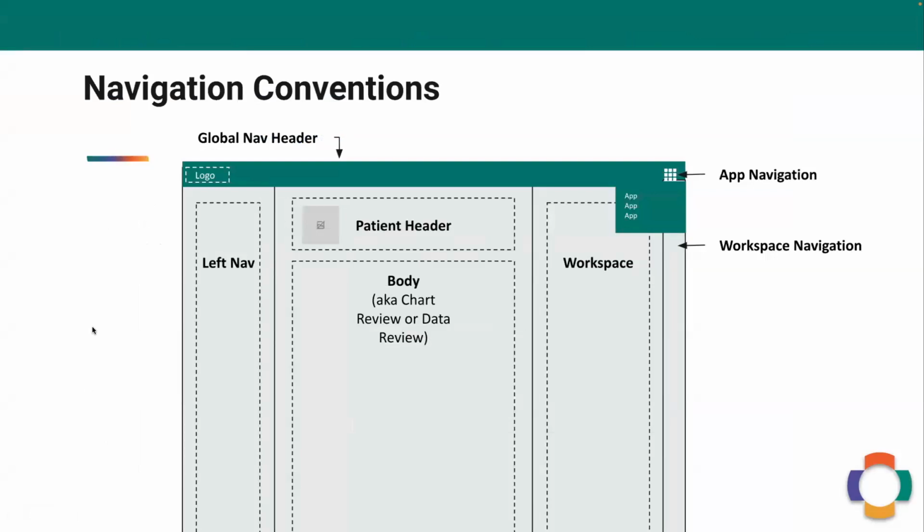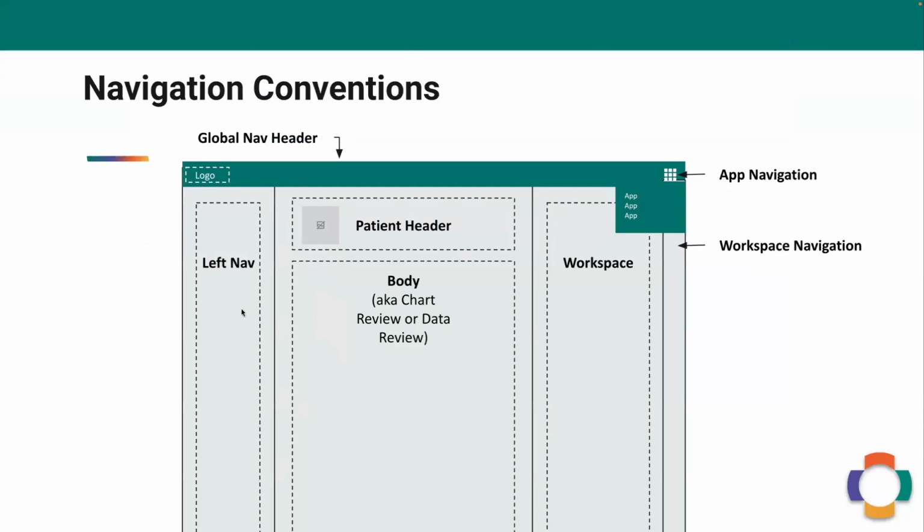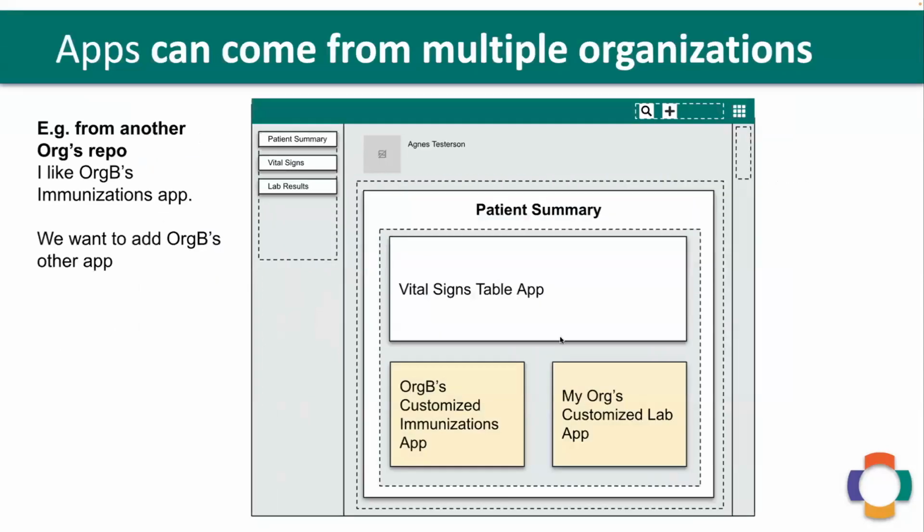One of the most important things about OpenMRS 3, to avoid a chaotic user interface across the global community, is to agree on some shared conventions, starting with what the skeleton, or the navigation rather, looks like. We've agreed on several conventions as a community, such as the left navigation and the body and the patient header, and then the workspace where editing happens. And we'll look at that a bit more together shortly.